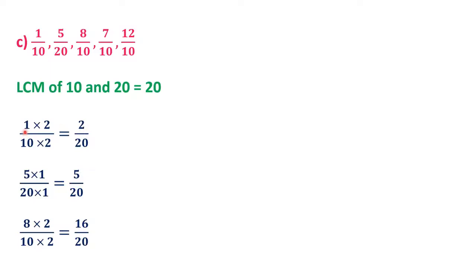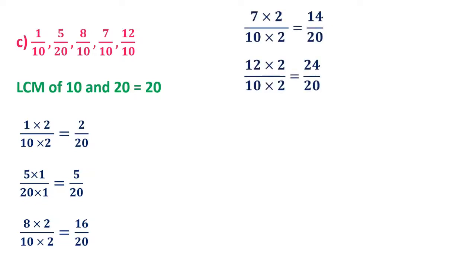Again we are making all the fractions one by one like fractions. So you can see here when we are making them like fractions, 1 by 10 when multiplied by 2 we get 2 by 20. 5 by 20 when multiplied by 1, the same thing is there because the denominator is 20 only. So I have shown here by multiplying it by 1. Then 8 by 10 multiplied by 2, we get 16 by 20. Then 7 by 10 into 2 is 14 by 20, and 12 by 10 when multiplied the numerator and denominator both by 2 we get 24 by 20.